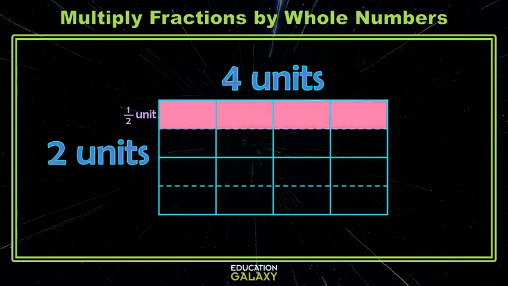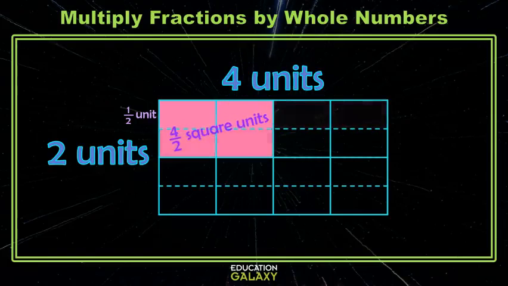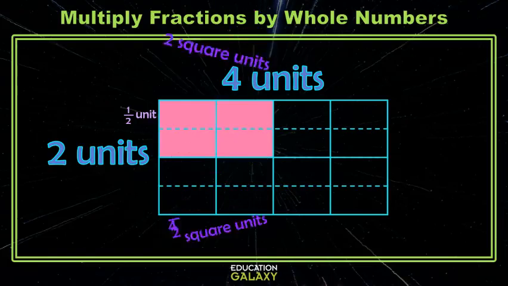Well, here I'm just looking at a rectangle, part of my bigger rectangle, and its dimensions are 1/2 unit by 4 units. And as we learned, we can multiply that fraction by the whole number by just multiplying the numerator and leaving the denominator, so we have 4/2 square units. Now, if you're wondering if that's the same as 2 square units, well, wonder no more. You are correct.